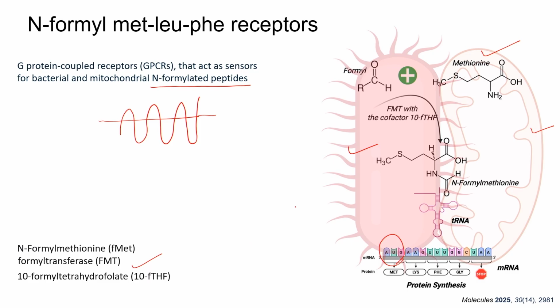So we have this peptide coming out from this bacteria that can be identified as a foreign molecule, and these receptors, which are G protein coupled receptors, can identify that peptide as a foreign molecule on their surface. Sometimes mitochondria also produce this peptide, and if there is a leakage of mitochondrial peptides, this could also be identified as foreign by the host cell to produce an immune response.